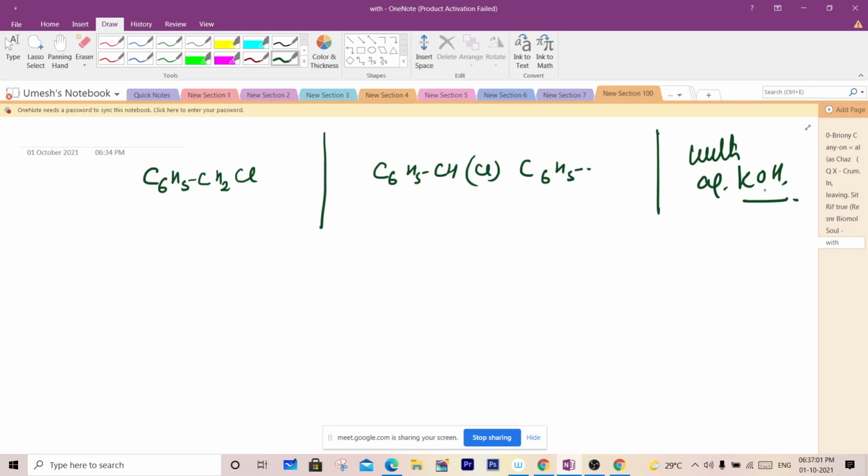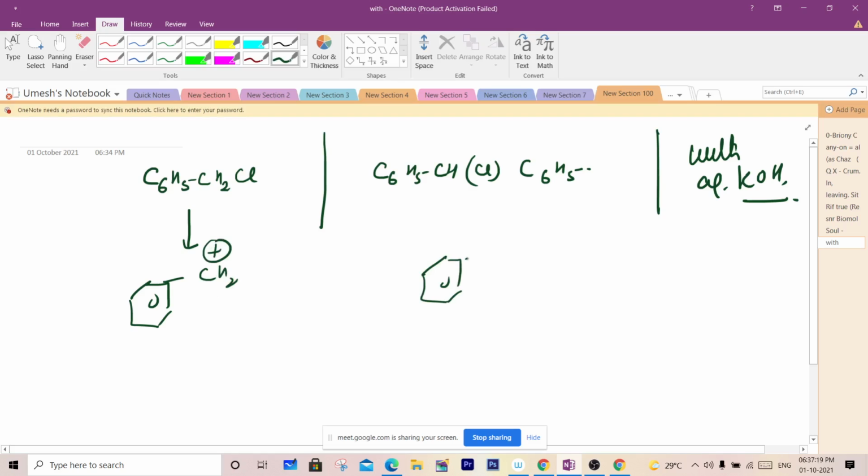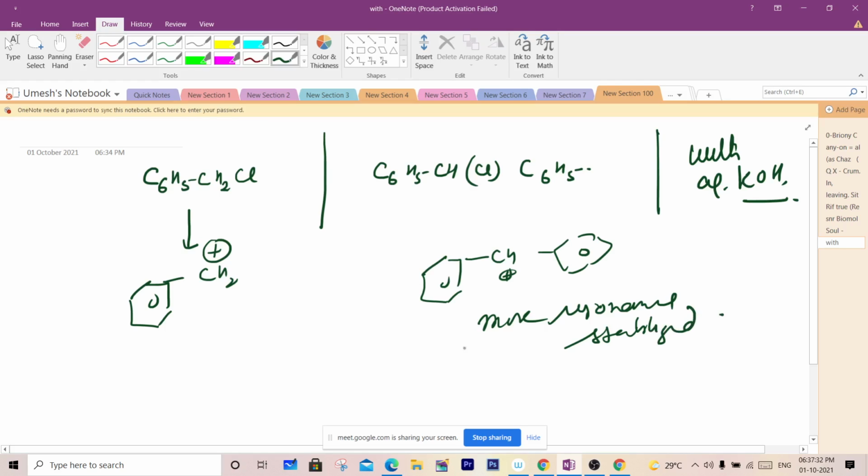So is it the second one? Reason: it's a tertiary carbocation, it has greater resonating structures. Good. After losing the Cl, it will get a benzyl carbocation, a more stable intermediate, more resonance stabilized. So the reaction whose intermediate is more stable takes place faster.